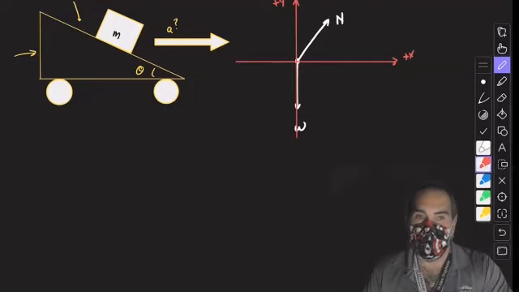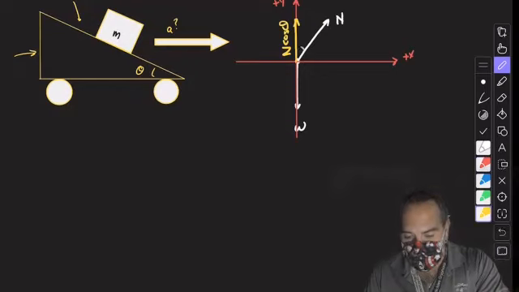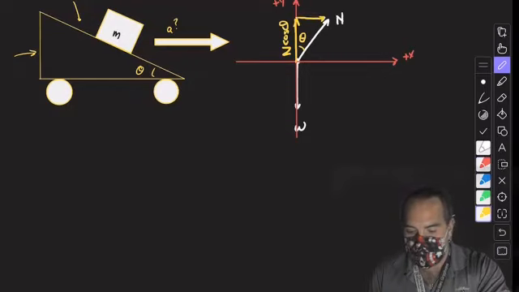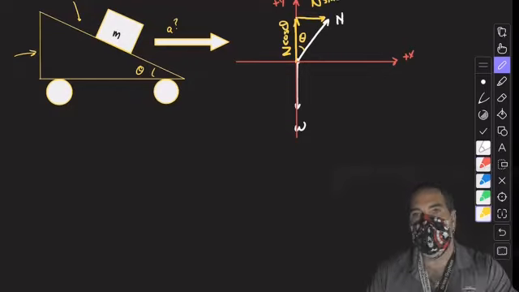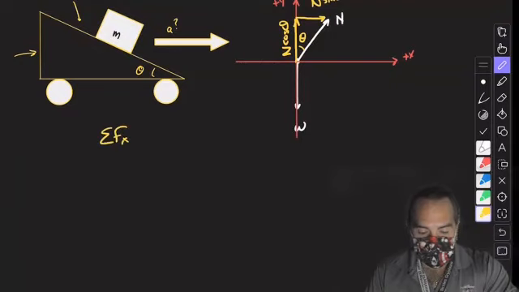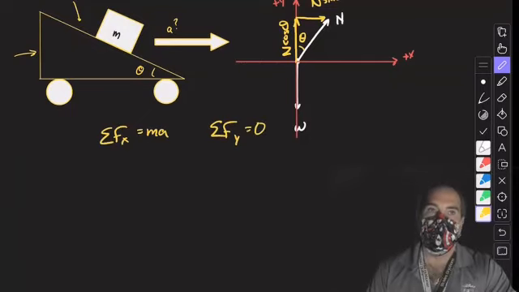Take all off-axis forces and find their components. There is one. So it's going to have a component this way: N cosine theta. This has to be theta. Why does it have to be theta? Because if the ramp were flat at an angle of 0 degrees, the normal force would have to be straight up. That also means that this has to be N sine theta. Again, I'm not giving you choices. If the net force in the X direction is MA, then the net force in the Y direction is zero by design.